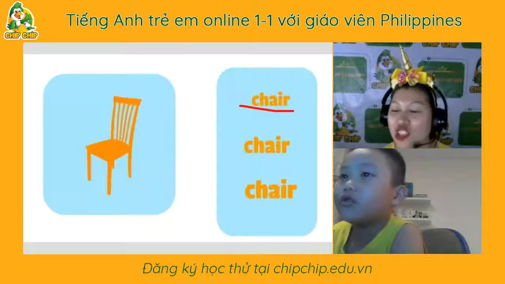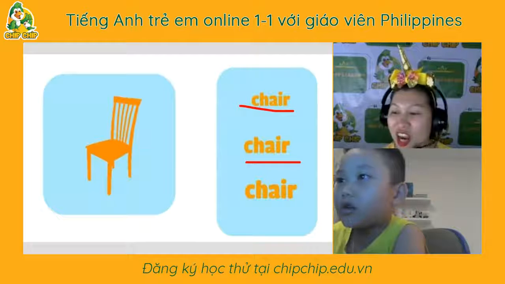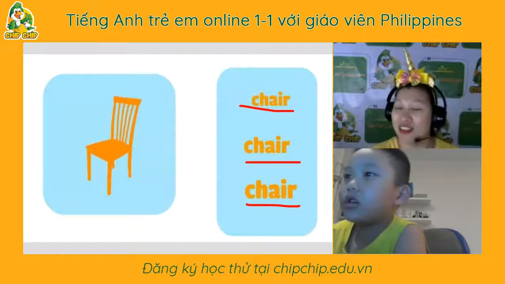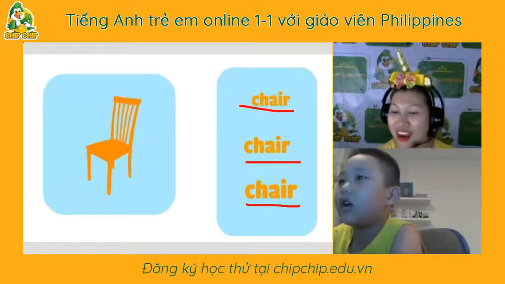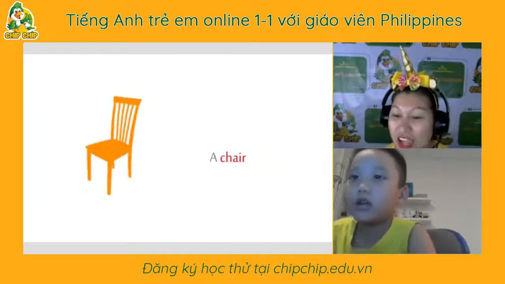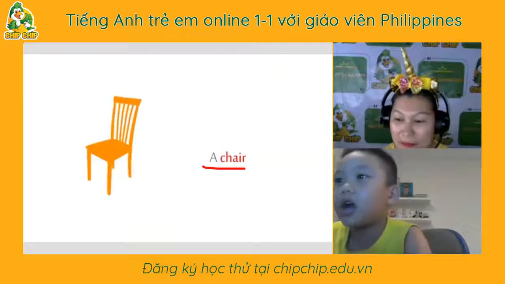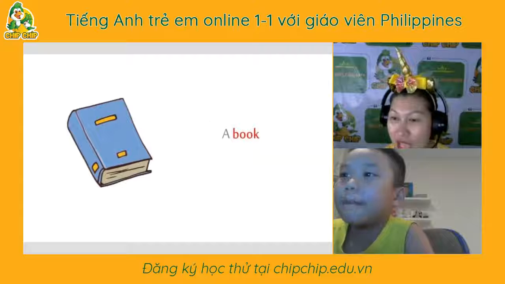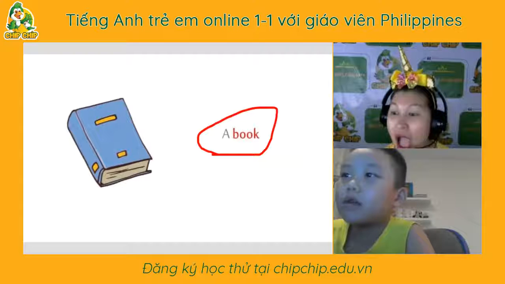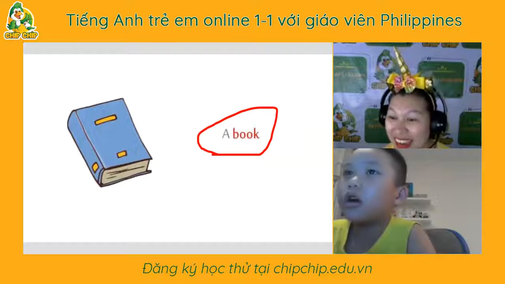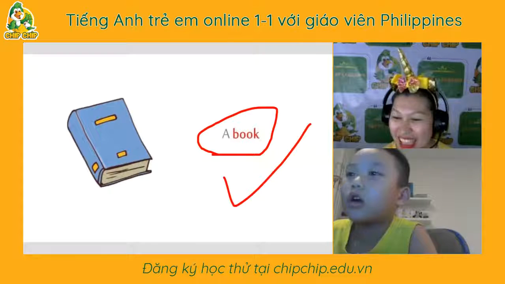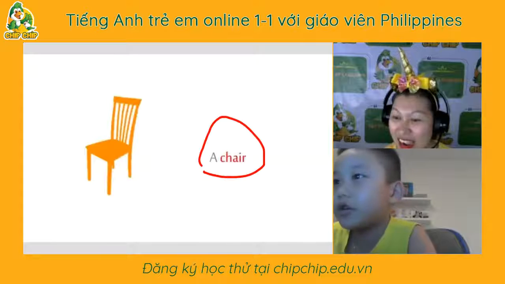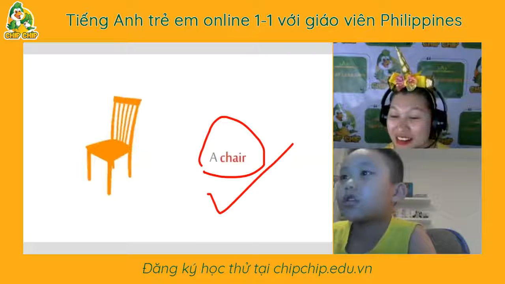Chair. Chair, chair, chair. A chair. A chair. A book. Very good. A chair. Chair.